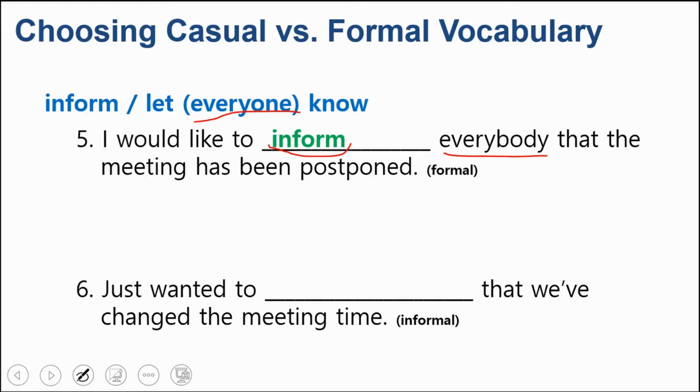Okay. Number 6, "Just wanted to let everyone know that we've changed the meeting time," right? "Let people know" something is informal. I'll get into this a little bit more later, but just know that these multi-word verbs, sometimes called phrasal verbs, are Germanic in origin. So, "just wanted to let everyone know that we've changed the meeting time." Again, here we have a contraction, so again, that's informal. But if you inform someone, that sounds more formal than letting people know about something. Both are okay, it just depends on your purpose.